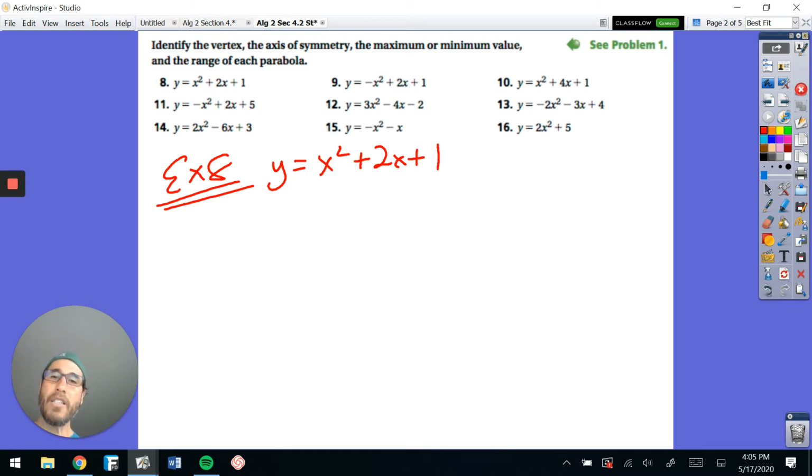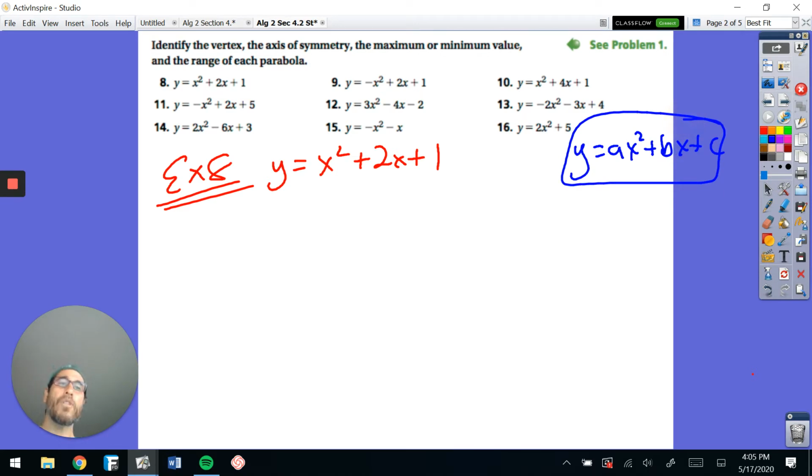Okay, now how do I change it from standard into vertex form? Well, I need to know what A, B, and C are. Now, if you remember, I had you write down on the previous page what the standard form looked like. A was whatever was in front of x squared, which would be 1 in this case. B is what was in front of x, which would be 2 in this case. And C is that leftover one, the 1.